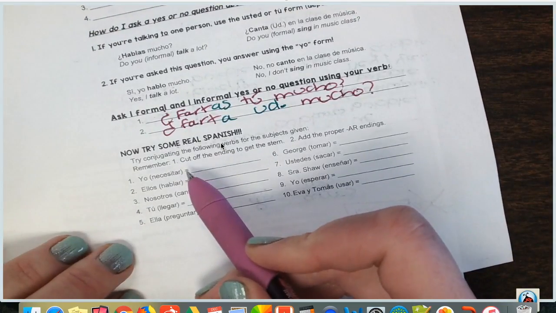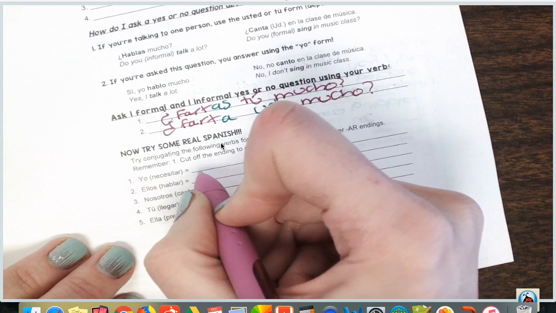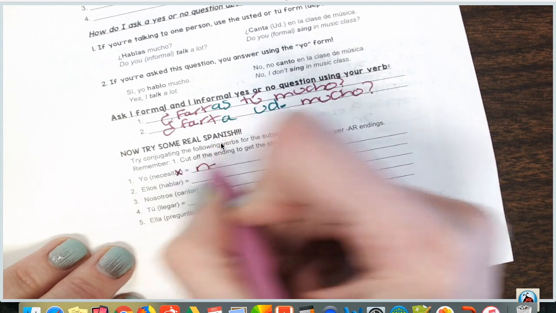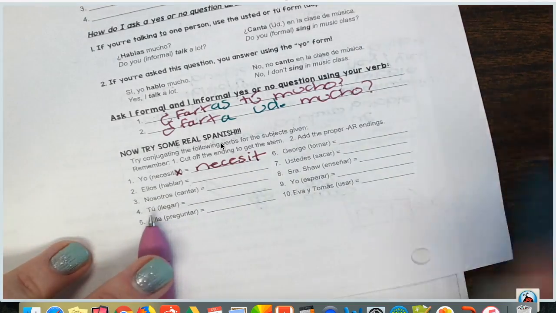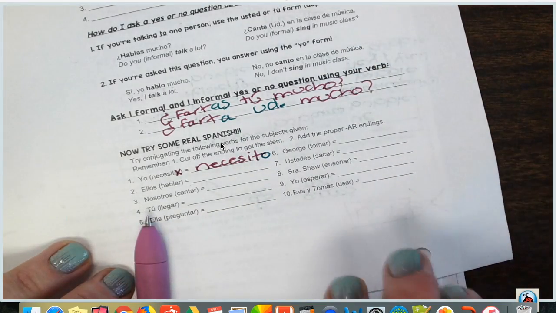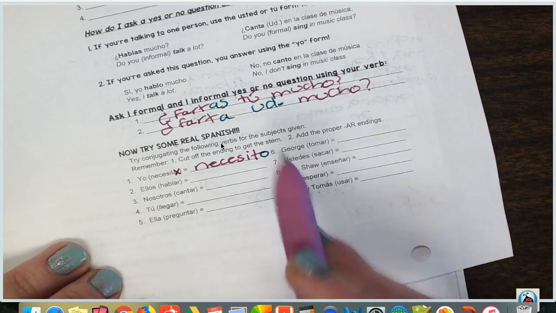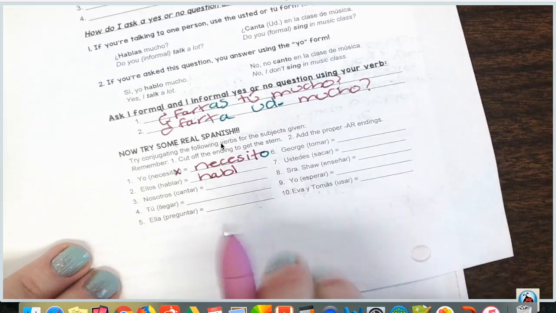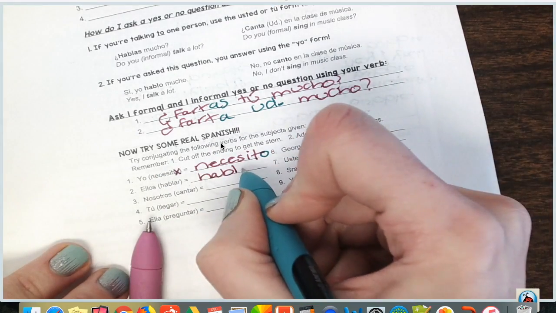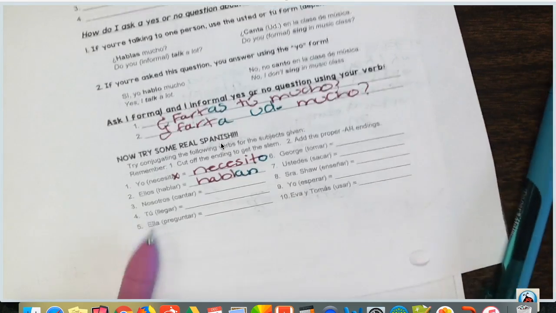And then down at the bottom we're doing some real verbs. So we're done with the fake verbs now. Yo necesitar. So I'm going to cross off my AR. Necesito, for example. So you're going to do those. Ellos, I'll do one more example. And then we're going to drop the AR. Hablan, because that's the ending that goes with ellos. So that's how you're going to do this creative verb.